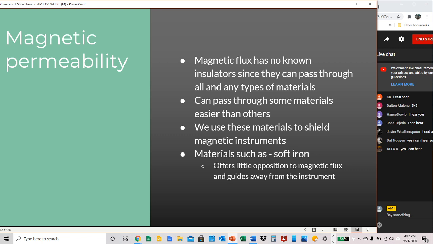But magnet lines of flux can pass through some materials easier than others. These materials that it can pass through easier than others, we use to shield magnetic instruments. Materials such as soft iron. Soft iron offers little opposition to magnetic flux and guides it away from the instrument.